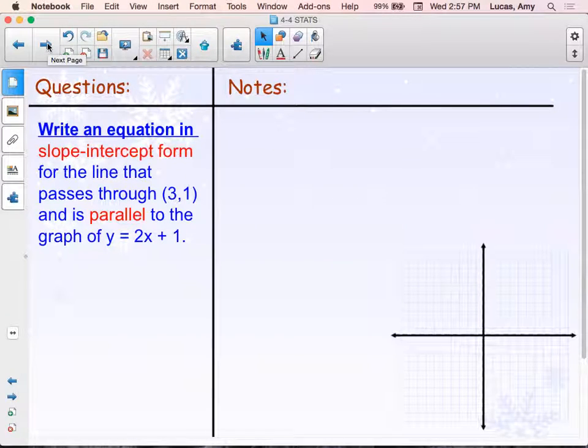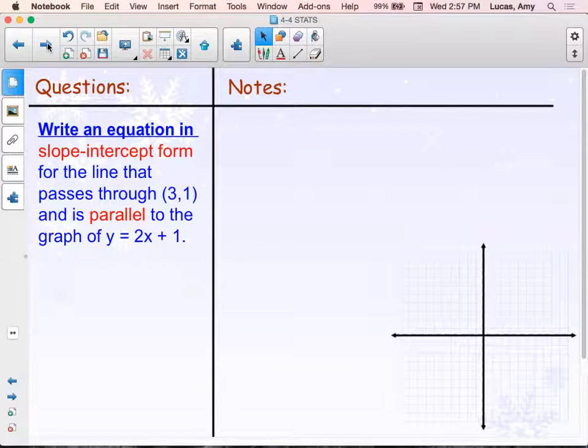Okay, our first example says write an equation in slope-intercept form for the line that passes through the point 3, 1 and is parallel to the graph of y equals 2x plus 1. I'm going to show you what this looks like on the graph, and I'm going to show you how to solve it using algebra. So our original line is y equals 2x plus 1.